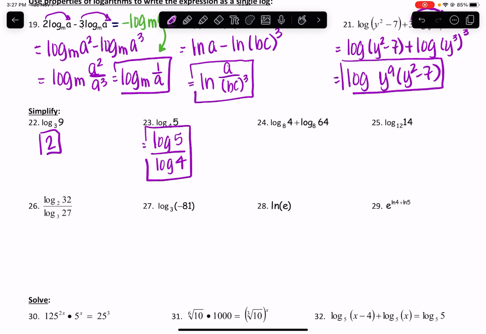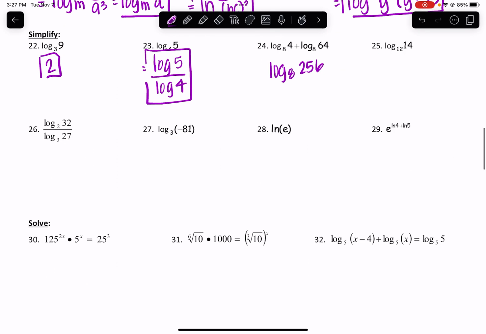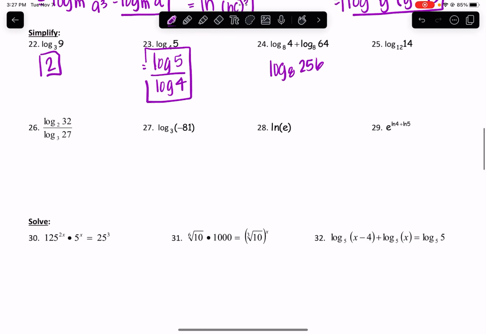Let's see. What is 4 times 64? 256. Log base 8 of 256. 8 squared. Let's back that out. And let's do, because that's 2. Let's see. No matter how I slice it, that's not going to work.